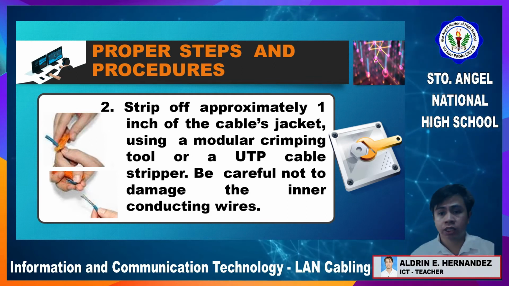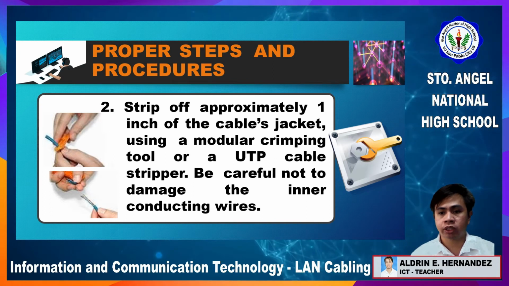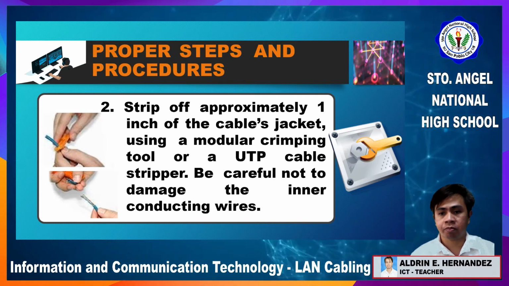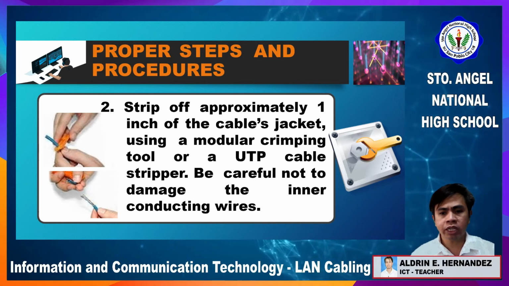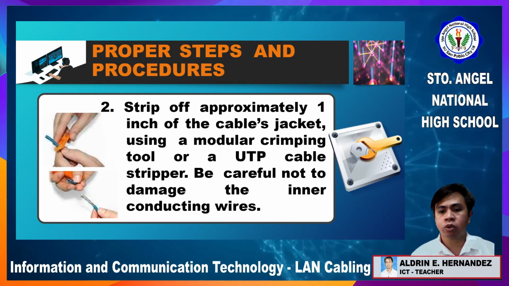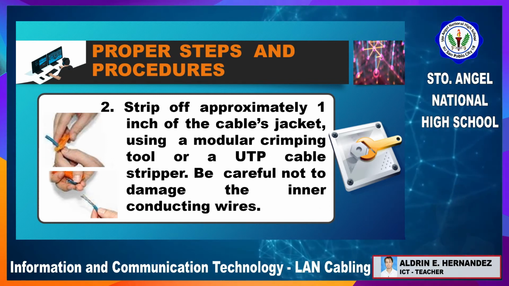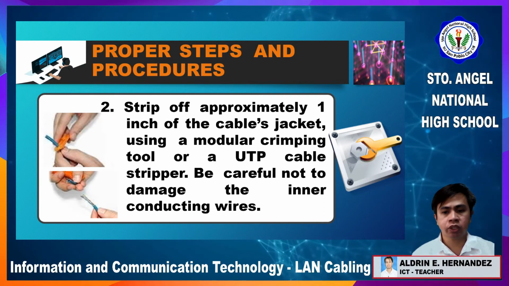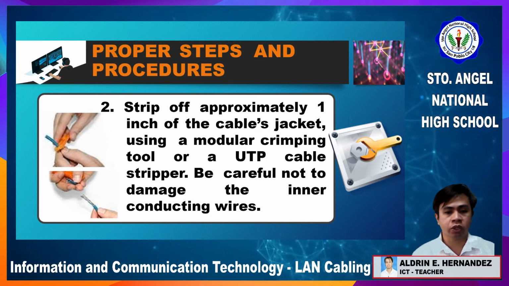Second step, strip off approximately 1 inch of the cable jacket using a modular crimping tool or a UTP cable stripper. Be careful not to damage the inner conducting wires. Why do we need to avoid damage or cuts in the UTP wire strands? Yes, Christian. Damage may cause loose connection of network signal. Very good, Christian. Take note, you need to cut 1 inch of the insulation.